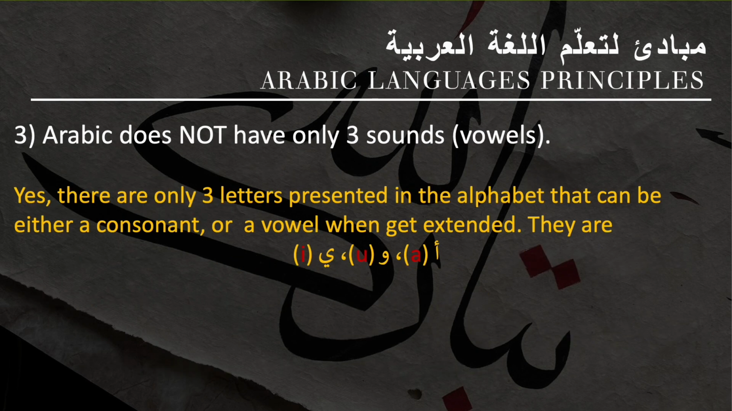The third thing I would like you to know about Arabic is that Arabic does not have only 3 sounds, vowels. Maybe the literal translation of vowels is mistaken between English and Arabic. I want you to know that yes, there are only 3 letters presented in the alphabet that can be either a consonant or a vowel when they get extended. They are alif, waw, ya. Usually they are presented in the vowels as a, u, e.